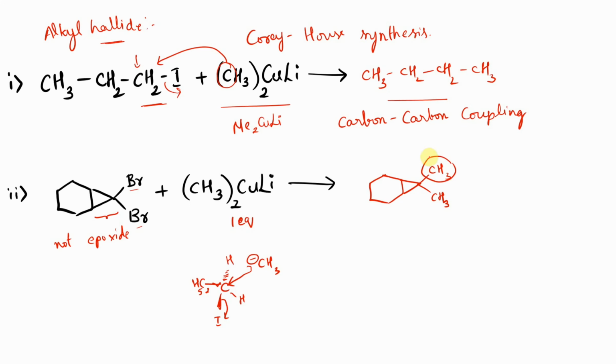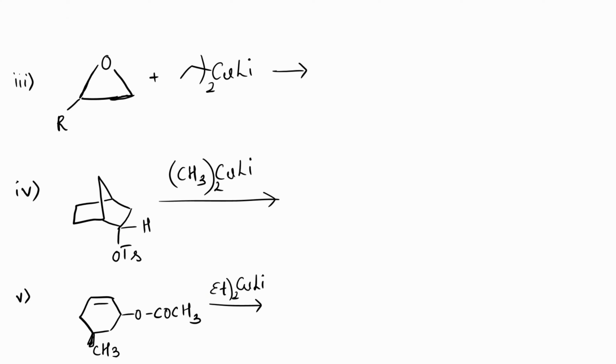Okay, only one of the bromine atoms will be replaced, not both. If they are giving excess of the organic reagent, then both bromides will be replaced. So this is a simple example of an alkyl halide being treated with our methyl, or Gilman reagent.